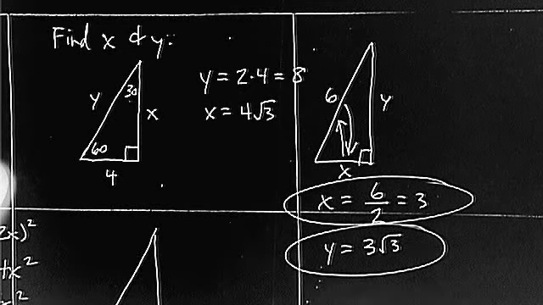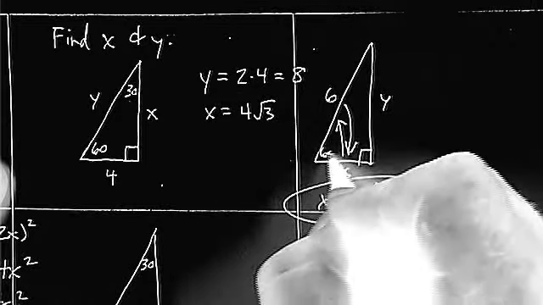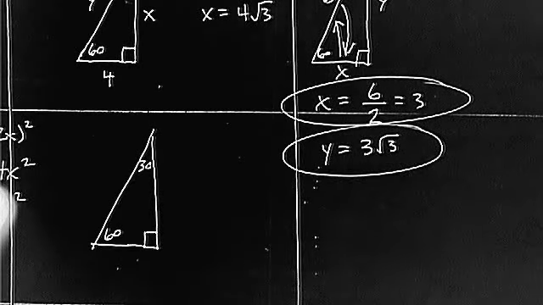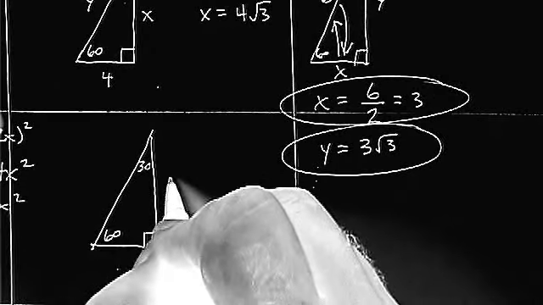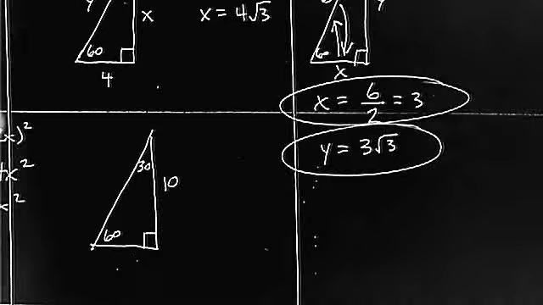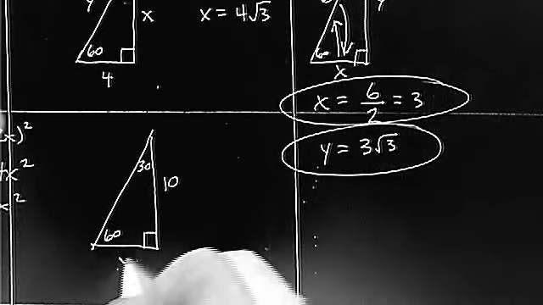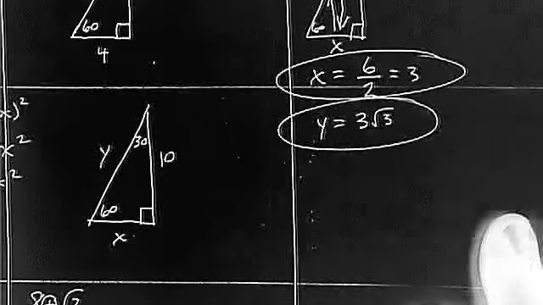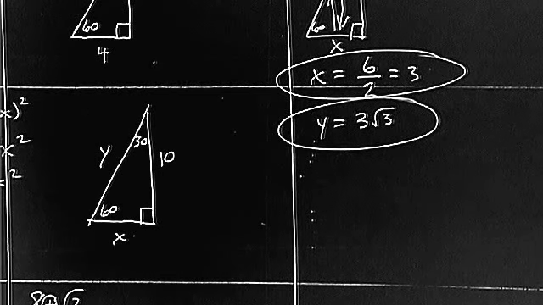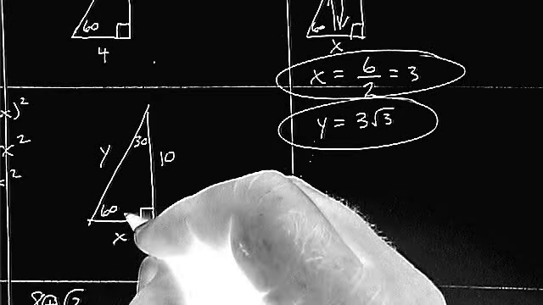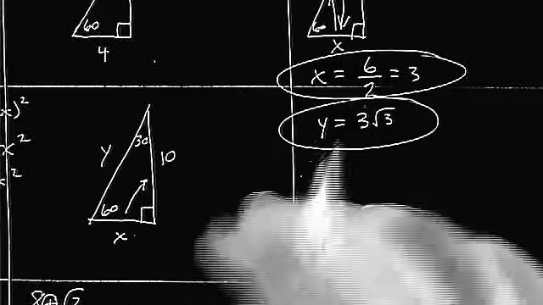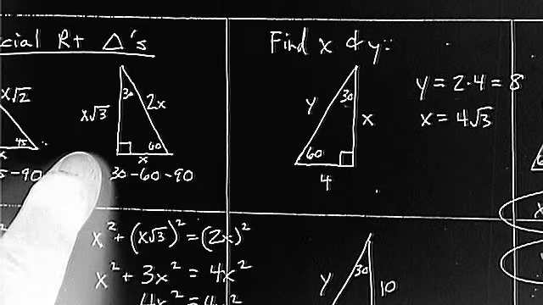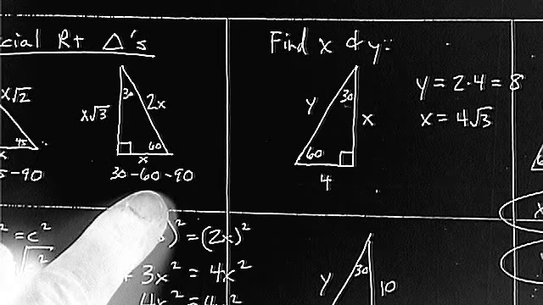What about... Oh yeah, this was the 60 and this was the 30, if you were wondering. What about if we had the long leg and we wanted to know the short leg and the hypotenuse? Okay, this is probably the toughest one of all of them. What we did to go from here to here, according to the original one, was we multiplied by radical 3. So to go backwards, we would divide by radical 3.